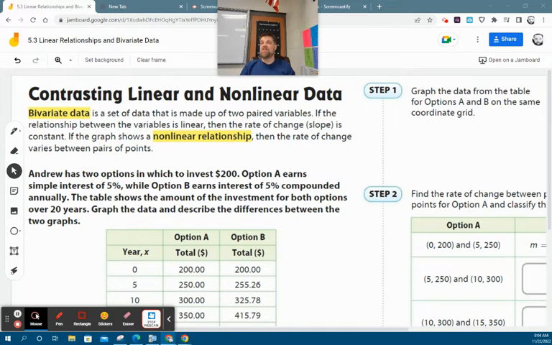In all these examples, we're comparing phone calls to the total cost of the cell phone bill. We're comparing total number of miles traveled to the cost of the cab, boat rentals per day. So we're always comparing an x value, which is the input, and then a y value, which is the output. So let me just read this. It says that bivariate data is a set of data between two paired variables.